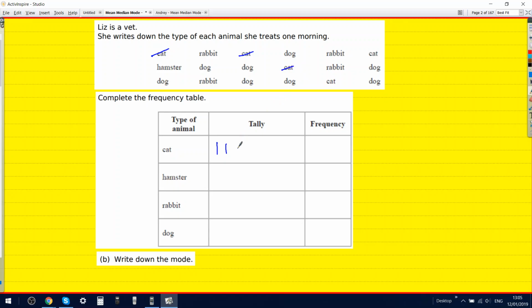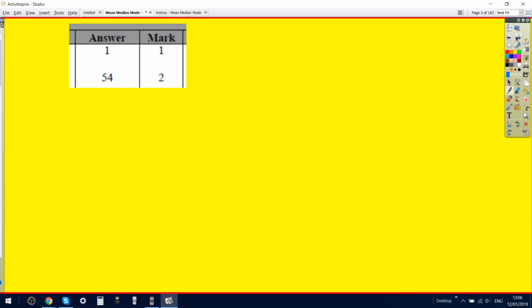And so how do you do that? So you draw four lines, and then you draw a line through it. And hang on, what goes in frequency? Is it how much there is? Yeah. So 5. Yeah, that's fine.